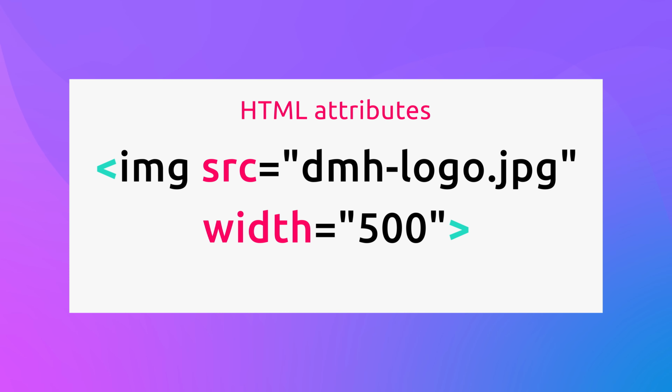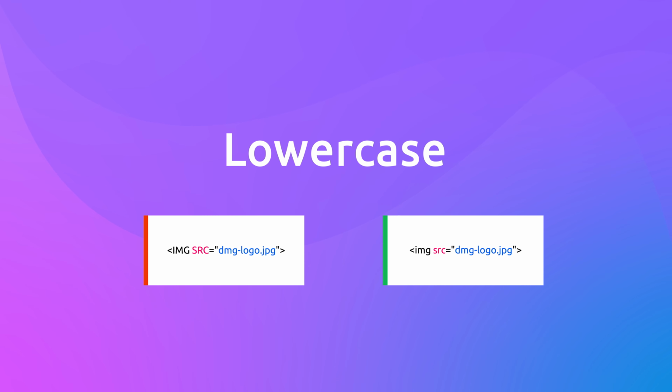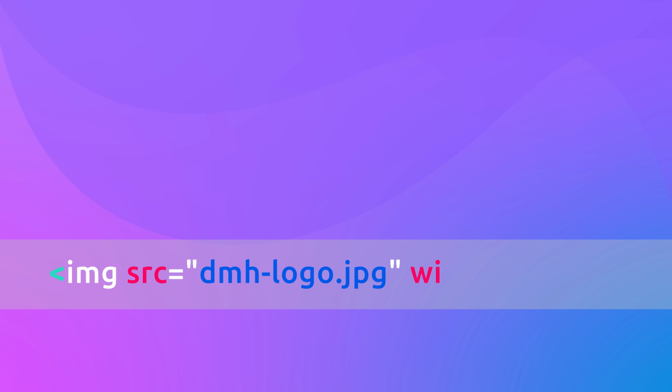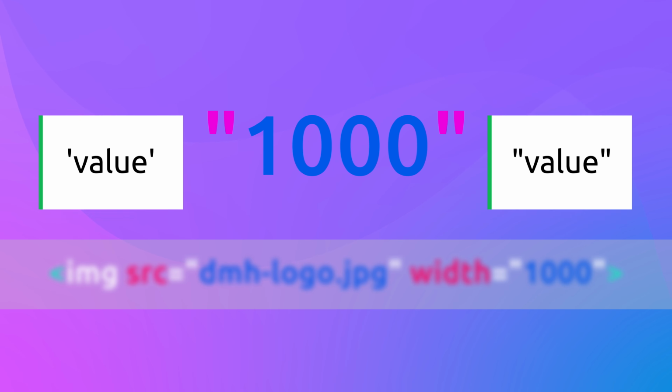HTML attributes are always in an element's start tag and have two parts: the attribute name and the attribute value. This is called a name-value pair. While the attribute name is not case-sensitive, the attribute values are. But it's common practice to write the attribute name in lowercase. To assign an attribute value, simply write the attribute name equals the value with quotes on each side. Single or double quotes will work if both sides are the same, but double quotes are common practice.